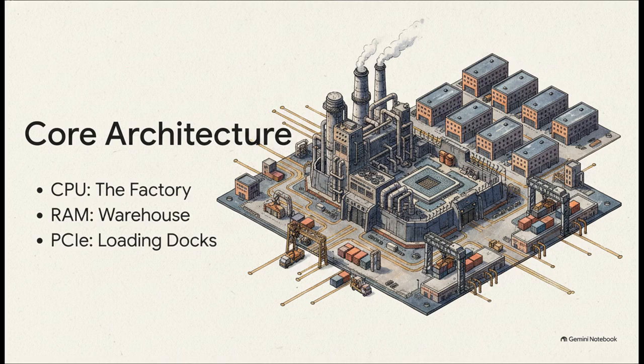Next to it, you've got the RAM slots. Those are your short-term warehouses, sitting right by the factory to provide instant access to raw materials. And what about those PCIe lanes? Well, those are basically the loading docks for specialized, heavy-duty cargo, stuff like GPU rendering or AI tasks.